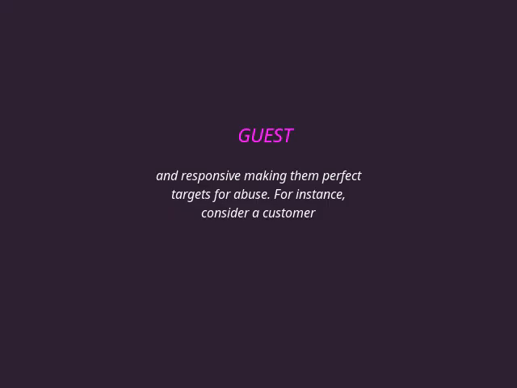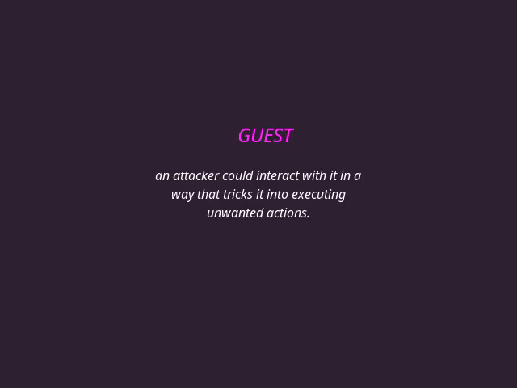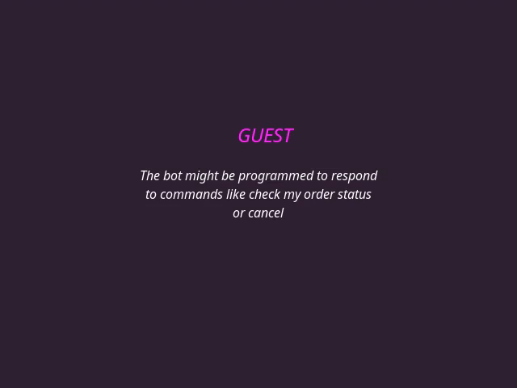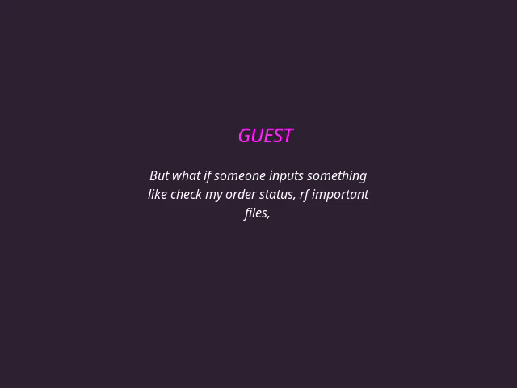For instance, consider a customer service chatbot on a company's website. An attacker could interact with it in a way that tricks it into executing unwanted actions. Here's an example. The bot might be programmed to respond to commands like "check my order status" or "cancel my order." But what if someone inputs something like "check my order status; rm -rf important_file"? Suddenly we've got a problem.